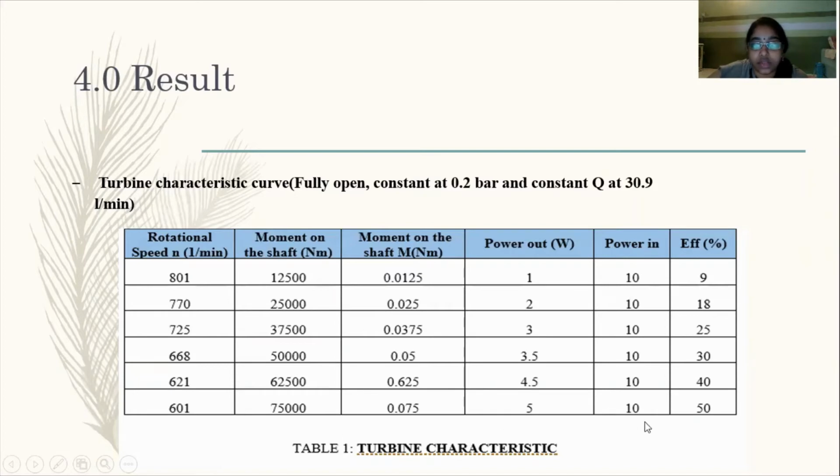So this is the table for the turbine characteristic curve, and as given, the moment on the shaft is given in milli-Newton. So I changed it to Newton so it can be clearly seen that the torque increases as the rotational speed decreases. And here we have power output, which is increasing, and the constant power input is applied at 10 watts, and the efficiency also increases as the power output increases.